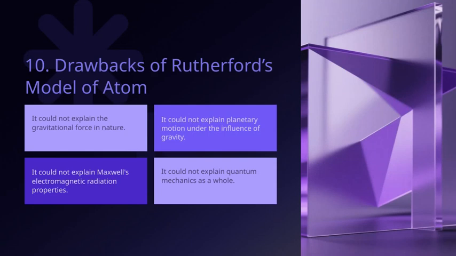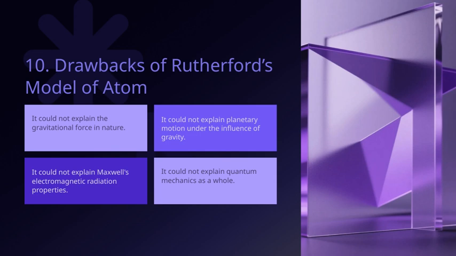So, when we look at Rutherford's model of the atom, we see some clear limitations. For starters, it simply couldn't explain quantum mechanics as a whole. Quantum mechanics is fundamental to understanding atomic and subatomic behavior, but Rutherford's model doesn't account for the strange, probabilistic nature of particles at that scale. It also couldn't explain planetary motion under the influence of gravity. While it gave us a good picture of the nucleus and electrons, it didn't address how electrons orbit or why they don't spiral into the nucleus over time, which is a key question in physics.